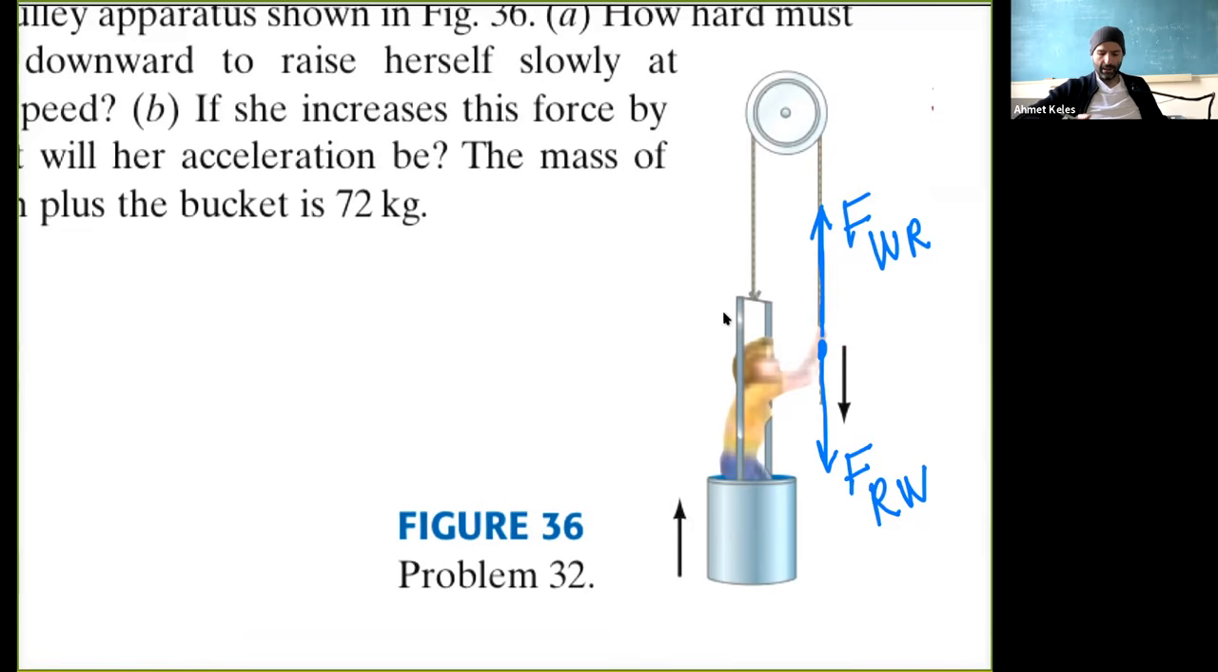Okay. Now I want to call this, let's call this, I don't know, T, because I don't want to write this FWR every time. So if I follow this rope, it should balance, right? Whatever tension is here should also be here. Then I'll just do that. This force on the rope, I'll call this T.